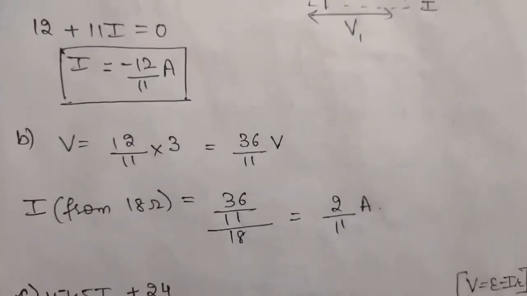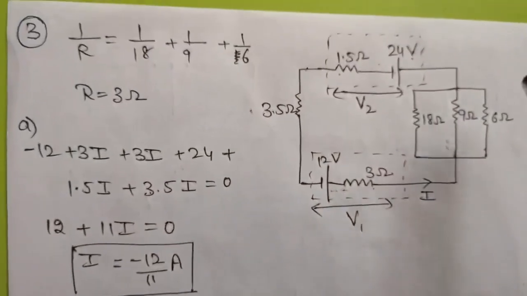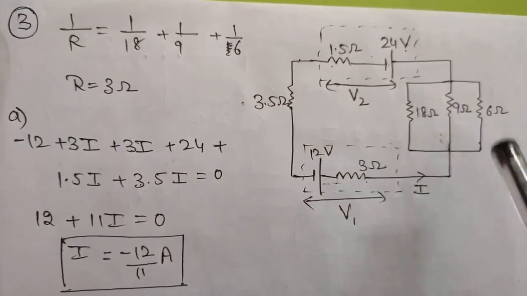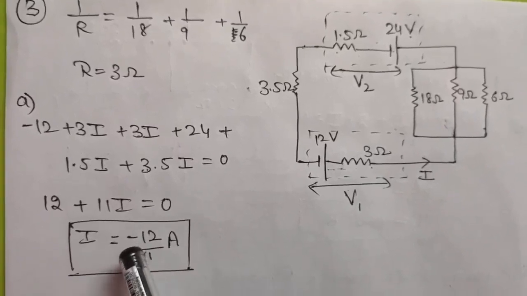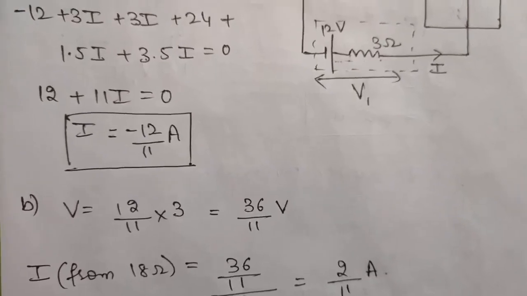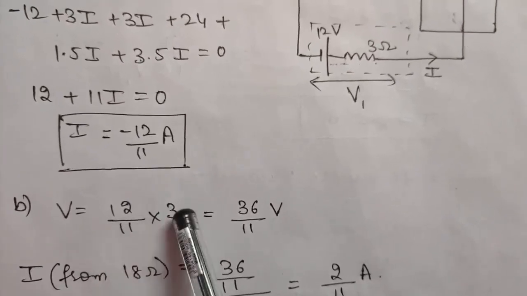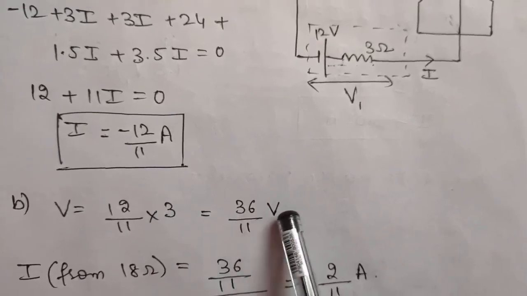In the B part, it is asking what is the current through the 18 ohm resistance. See, now you know the equivalent resistance is 3 ohm and current is 12 by 11 ampere. The negative sign just shows you that the current is flowing in the opposite direction. Okay, so let us calculate the voltage. Voltage will be I into the equivalent resistance R, 3. So voltage will come to be 36 by 11 volt.